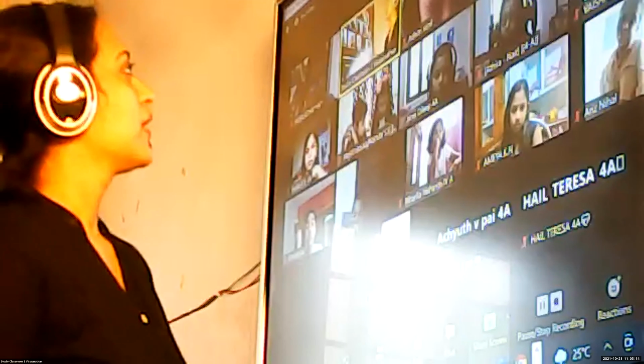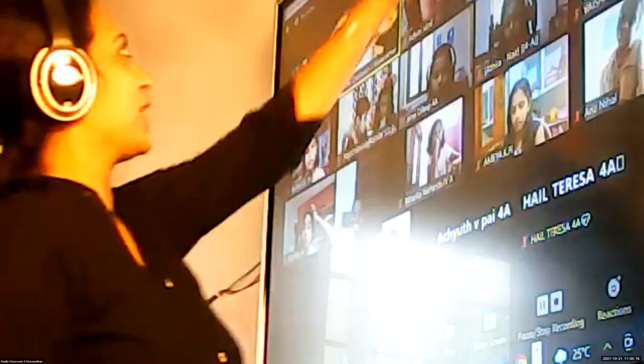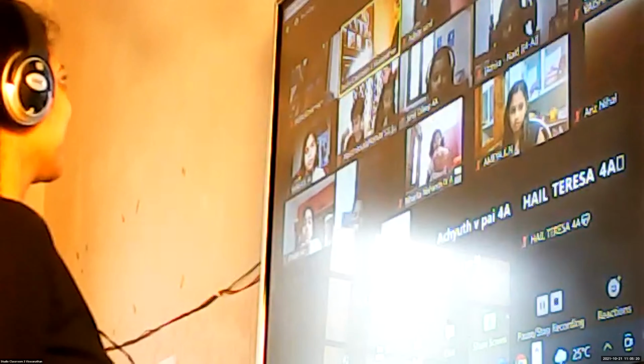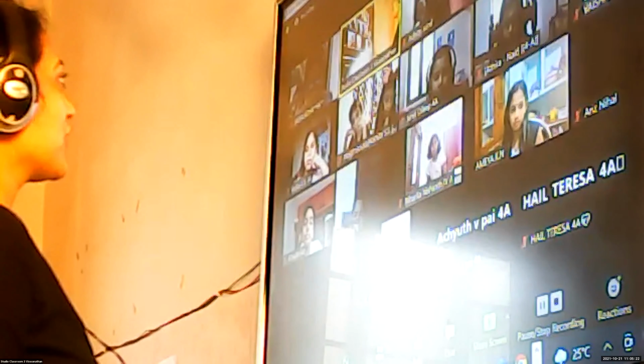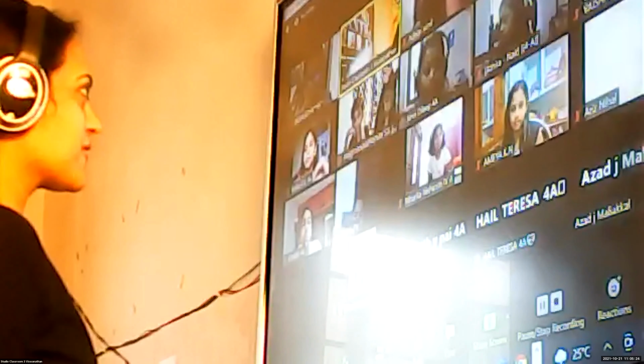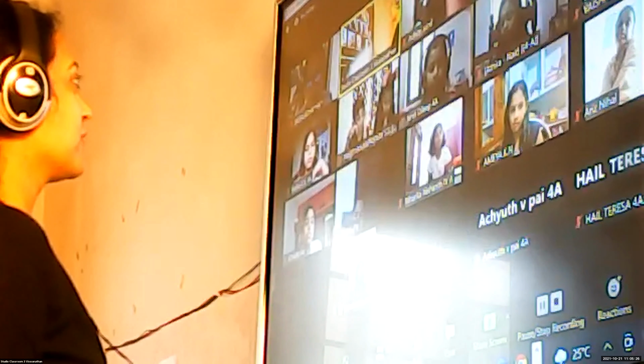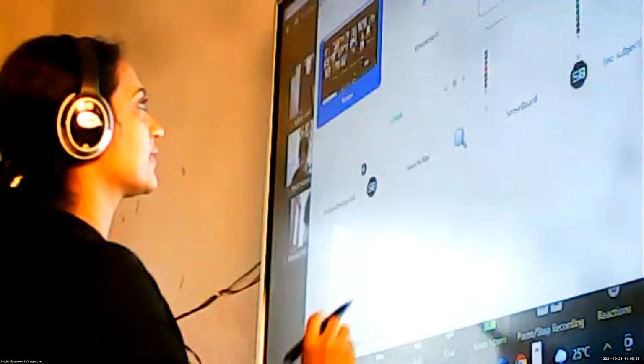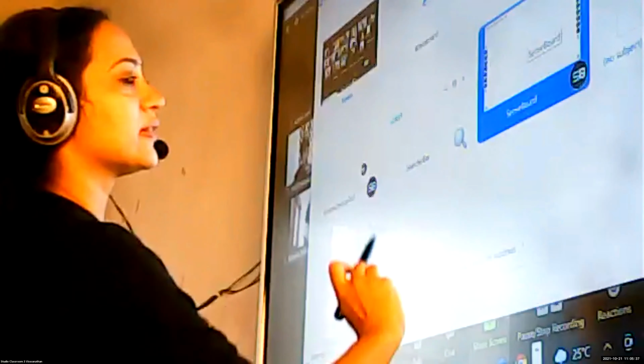Right. So let's get back to what we were doing yesterday. We had finished the consonant symbols and we had started with the vowels, right? Yes, ma'am. Short vowels.